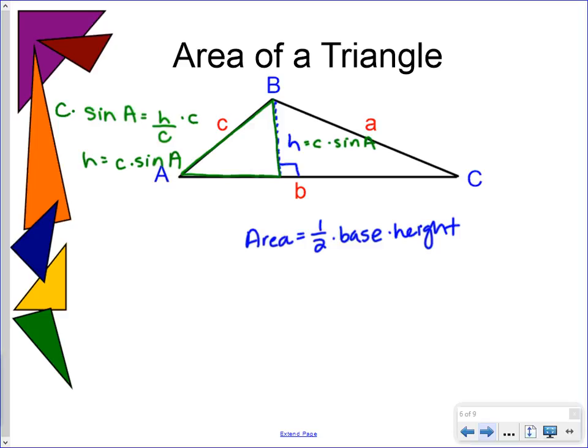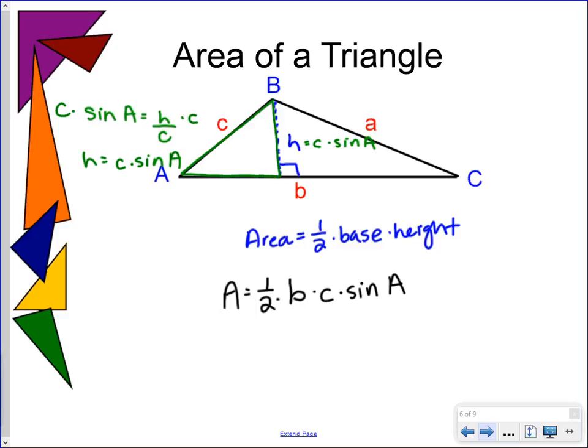So if I call the height C times the sine of A, can I now calculate the area? Yeah, one formula for area of a triangle would be 1/2 times the base, which would be B right here. Okay, that's where my height is perpendicular. And then times C times sine of A. Okay, so that's one formula for area of a triangle.